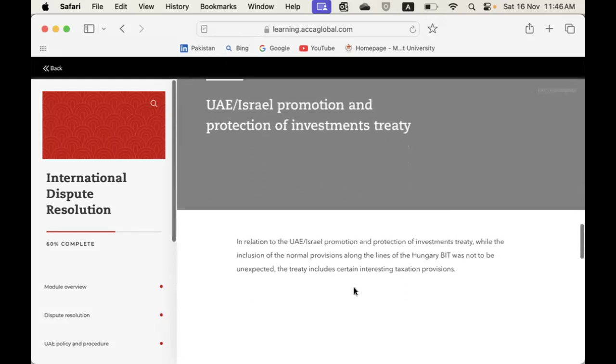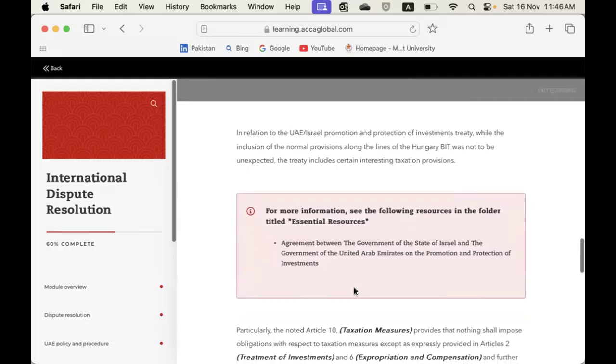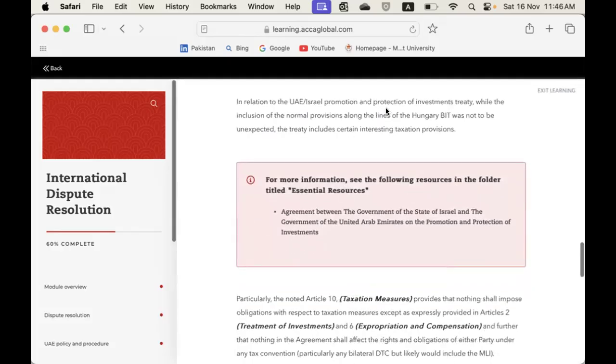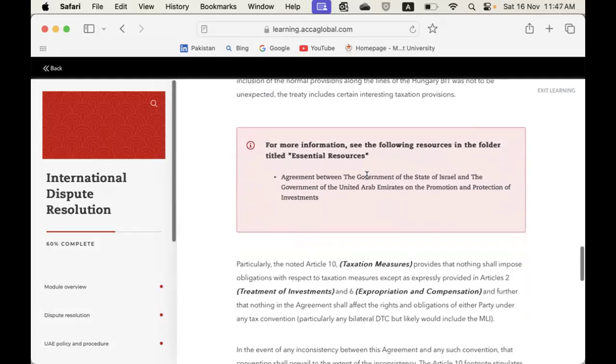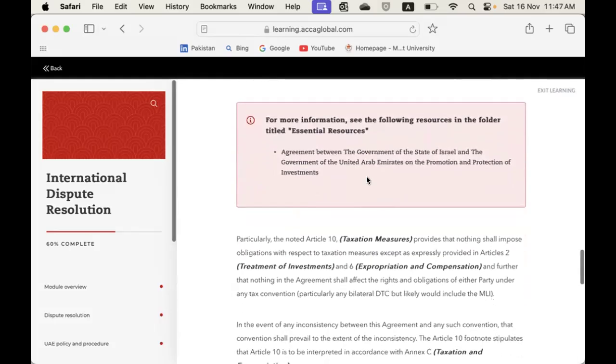Now we're coming to the famous UAE-Israel Promotion and Protection of Investment Treaty. In relation to the UAE-Israel Promotion and Protection of Investment Treaty, while the inclusion of the normal provisions along the lines of the Hungary BIT was not unexpected, the treaty includes certain interesting taxation provisions. Okay, let us look at it.